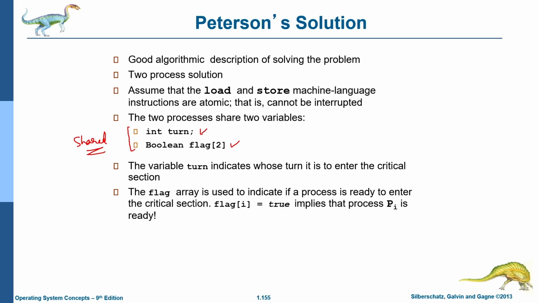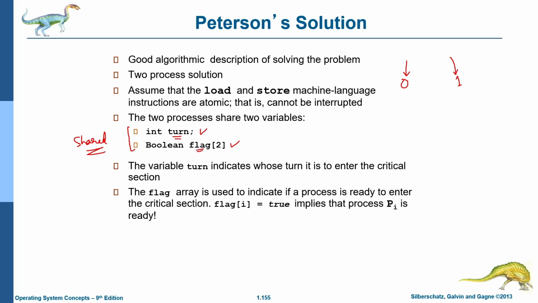So what does the turn variable contain? The turn variable says whose turn it is right now to be in the critical section. If two processes are there, process 0 and process 1, if turn is equal to 0, that means process 0 is in the critical section. If turn is 1, then it is process 1 whose turn it is to be in the critical section. That is the turn variable.